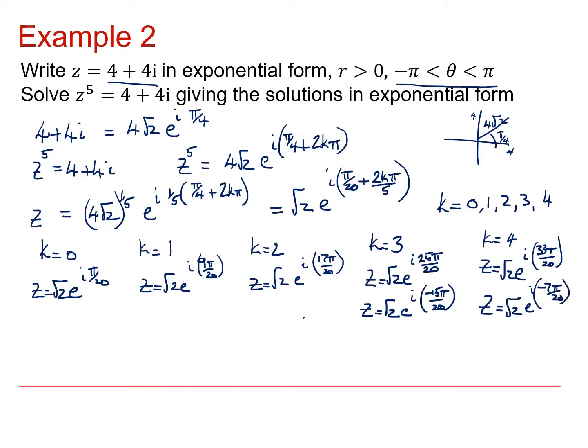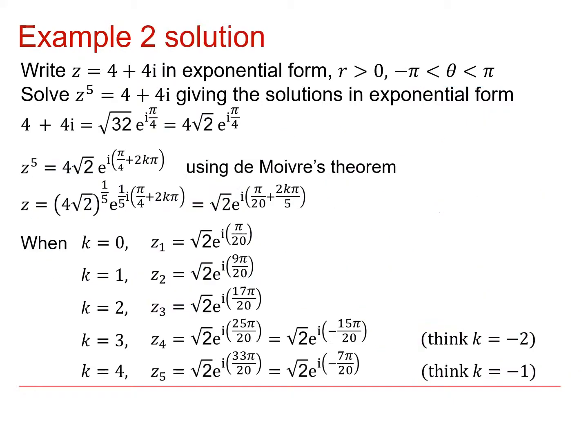Now a useful trick you can use is you can think about this one as being a k value of minus 2 and this one as being a k value of minus 1. So whether you use positive values for k, work them through and bring them back into range, or whether you use negative values for k is entirely up to you, but the required values we need are these 5 here, and there, there, and there. Okay, that's written up more neatly for you.